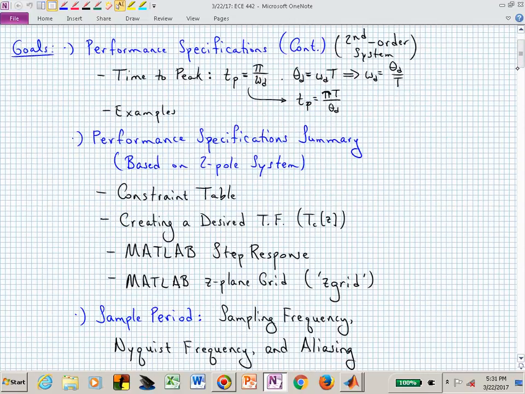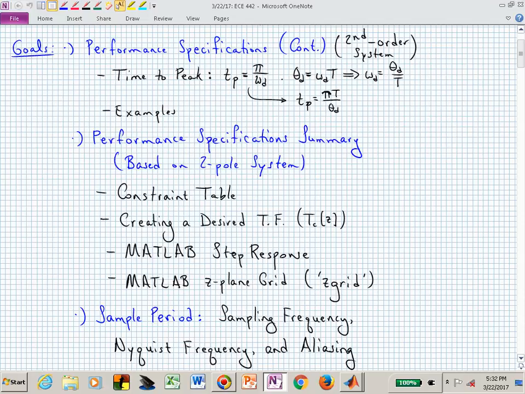Relative to what we want to cover, we want to continue with our performance specifications. We haven't yet talked about the formulas for the time to peak, which are listed here, and we'll go over those a little bit more when we get into that part of today's class. We'll go through an example or two with time to peak to show what kind of fixed shapes we're dealing with. Remember, now that we're in the z-plane, our shapes have changed. Now we have circles, hearts, and wedges. Wedges are the time to peak we haven't yet covered. So we'll have to talk about the wedges today.